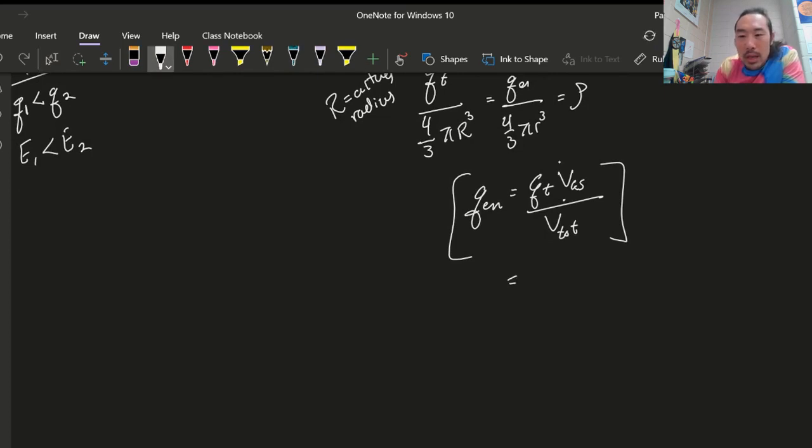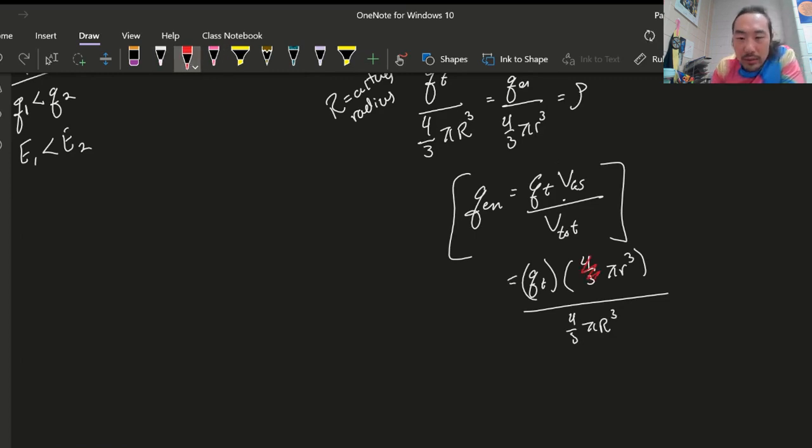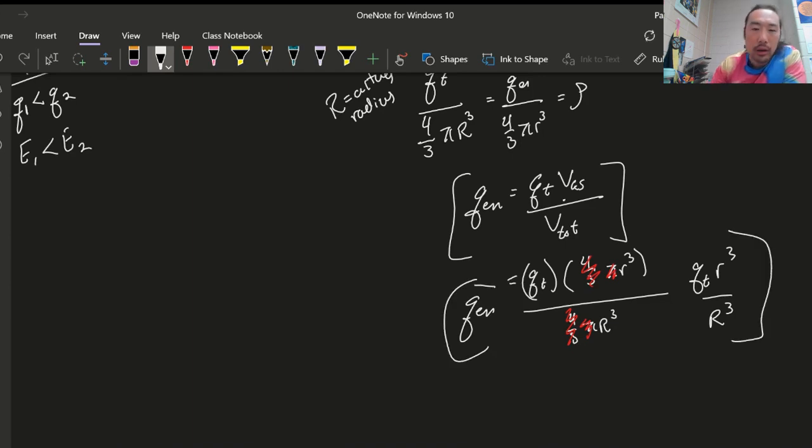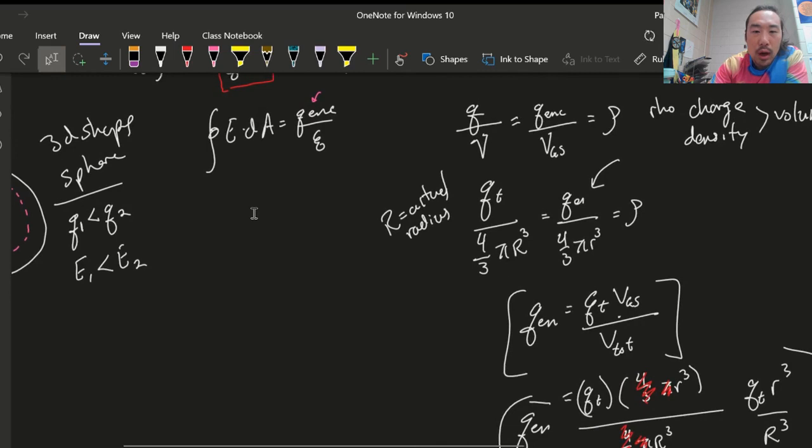There are very cool things that happen when you write it out with the substitutions in place. What we see is that we get Q total times the volume of the Gaussian sphere, which is 4/3 pi lowercase r cubed, all divided by 4/3 pi uppercase R cubed. We have a lot of things that cancel out. This 4/3 cancels out, this pi cancels out, and what we're left with is Q total r cubed divided by capital R cubed, and this is your charge enclosed.